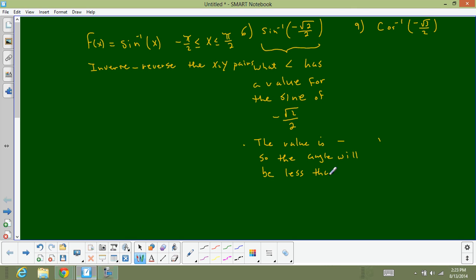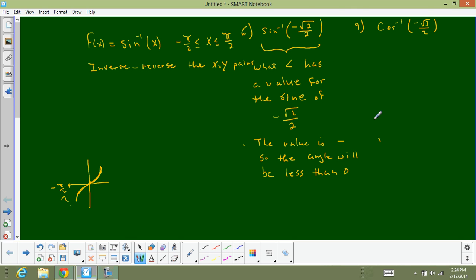Sorry, less than 0. It will be a negative angle. All right. In other words, on that graph I just had here a moment ago, since I'm seeing a value of negative square root of 2 over 2, I know that my answer is going to be somewhere back in here, right? Now, the negative square root of 2 over 2, we've determined that it's going to be before 0. It's going to be somewhere from negative pi over 2 to 0. It's going to lie somewhere in that region.